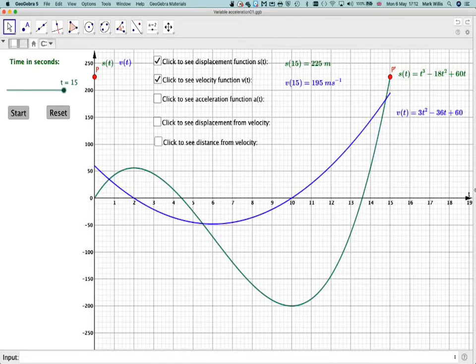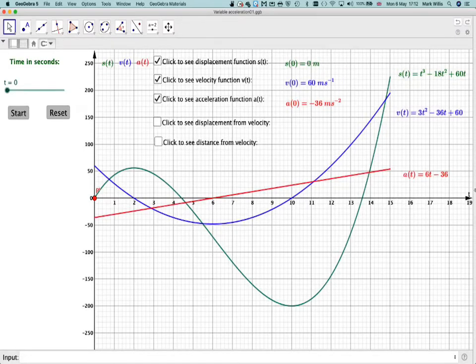If we look at the acceleration, and we'll just reset it so both are at the beginning, we will see that it's a straight line running through this point here when t is equal to 6. At this particular point, the acceleration will change from being a very small negative to a very small positive, and then increasing positive. So what exactly is happening? Well, the initial acceleration is minus 36 and the initial velocity is 60.